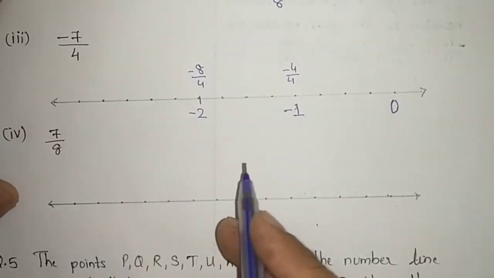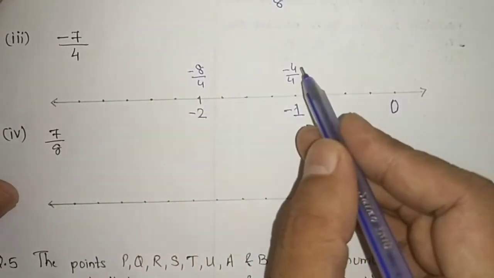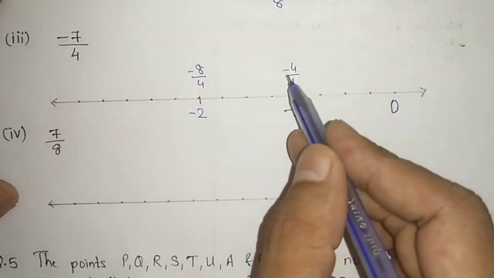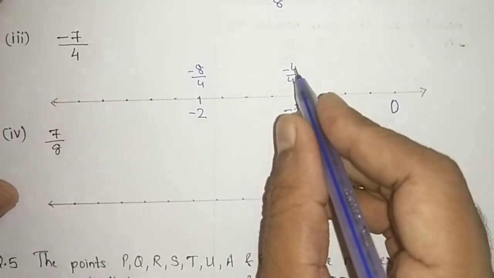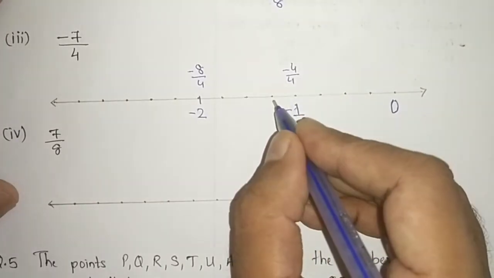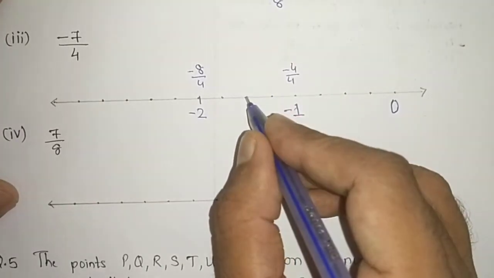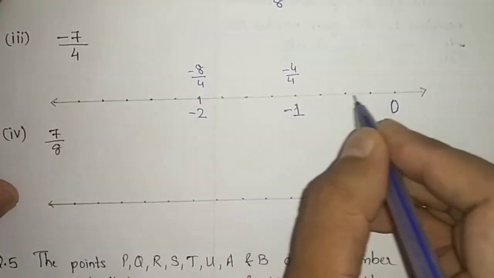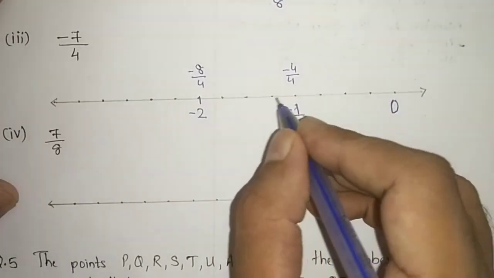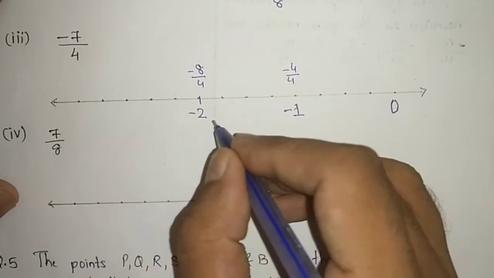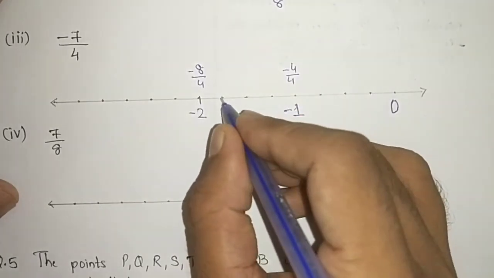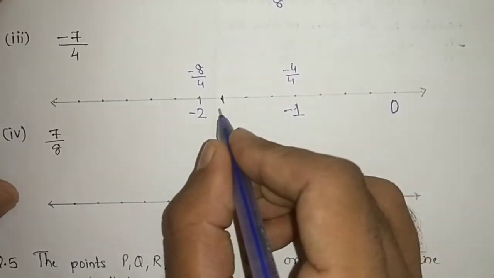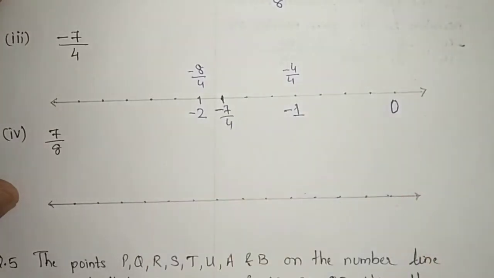Now definitely where will my number lie? This is 4 by 4. So definitely it will lie in between these two numbers. So let me calculate. 1, 2, 3, 4. Minus 5 by 4, minus 6 by 4 and minus 7 by 4. This will be my minus 7 by 4.